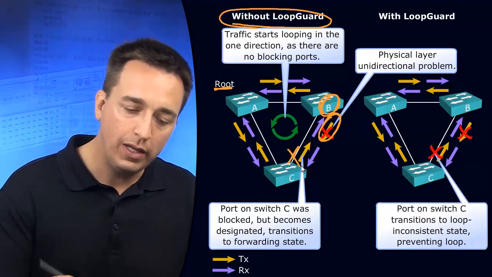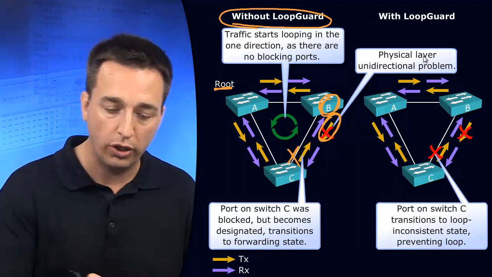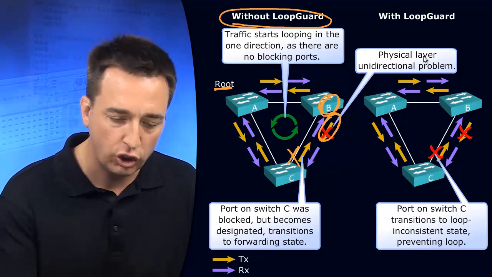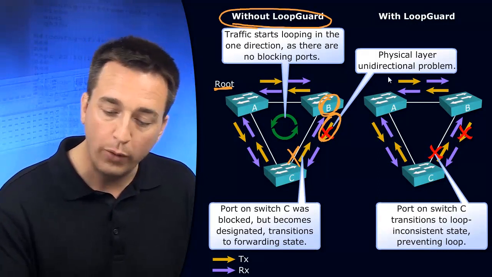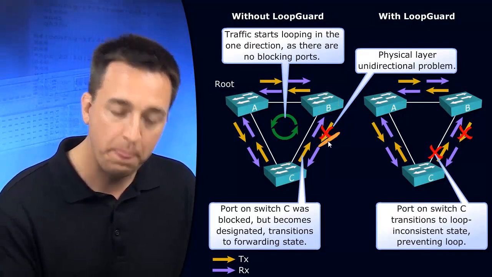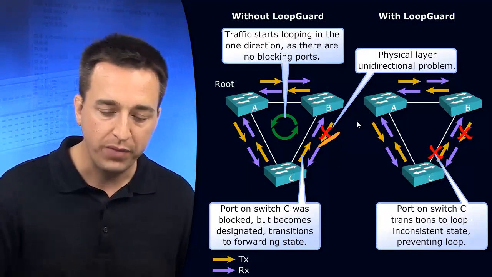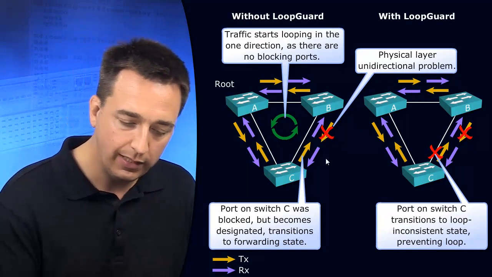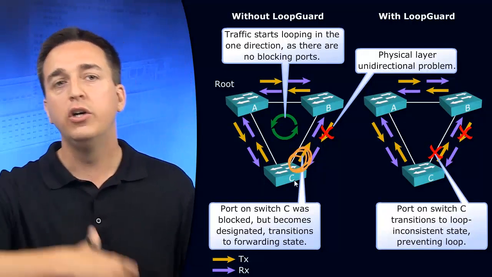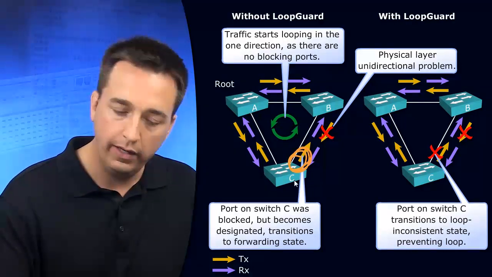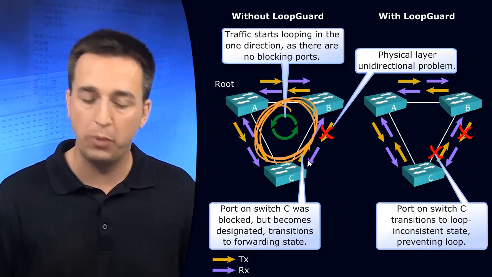But now that we have a physical layer unidirectional problem, or spanning tree protocol is no longer functioning as it should on switch B, we have the suppression of BPDUs out the interface. So BPDUs are no longer going down to switch C. So what switch C does is it transitions this port here from the blocking state to the forwarding state, ultimately causing a loop within the spanning tree topology.